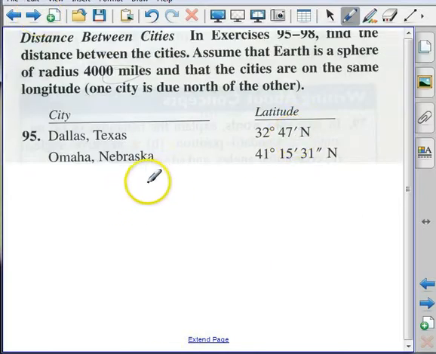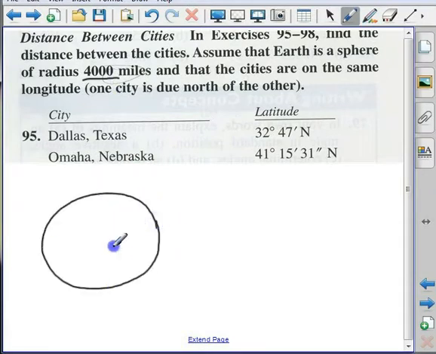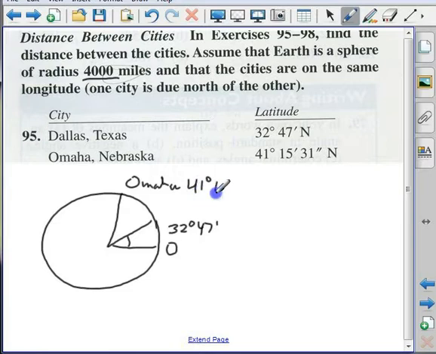We can use this with maps. The radius of the Earth is about 4,000 miles. Here's the equator, that's 0. Dallas, Texas, that angle right there is about 32 degrees, 47 minutes. And this angle up here, exaggerated of course, is Omaha. And that's 41 degrees, 15 minutes, 31 seconds.